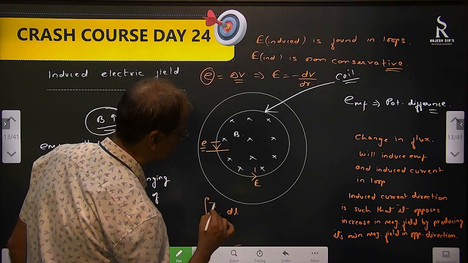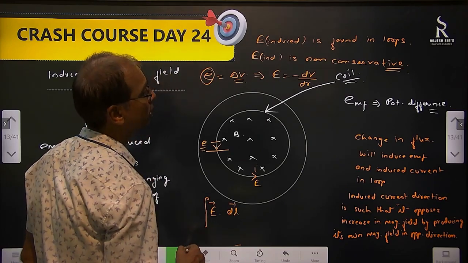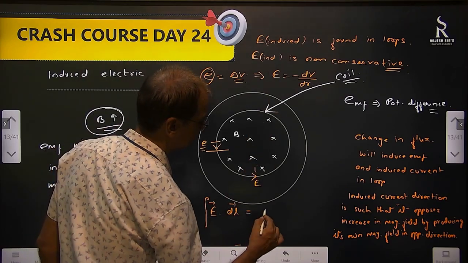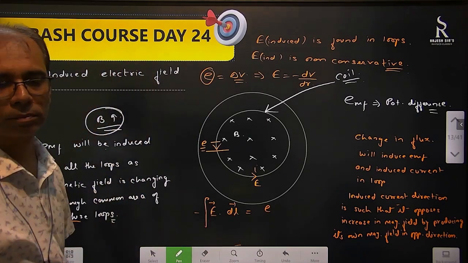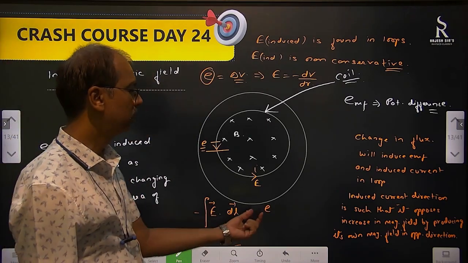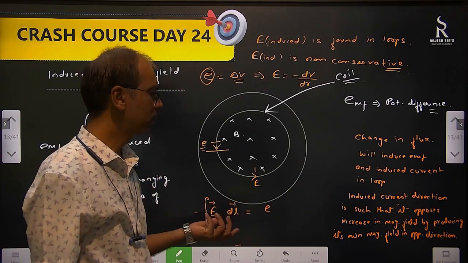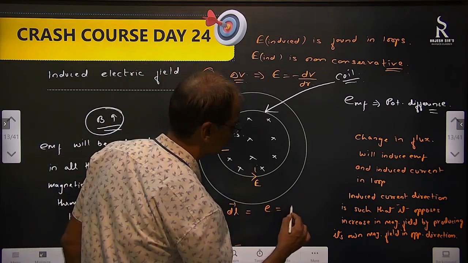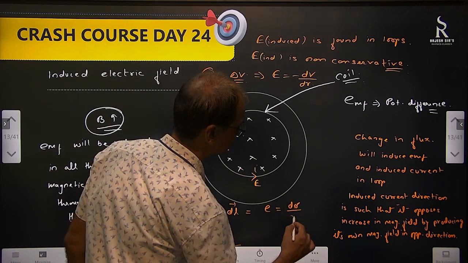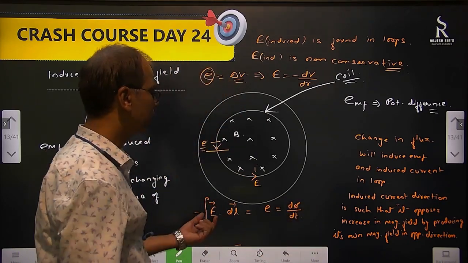E dot dl equals dV, so minus E dot dl equals EMF. E dot dl equals EMF. Now we can write EMF in terms of flux also, d phi by dt. So this is how we can find the electric field.